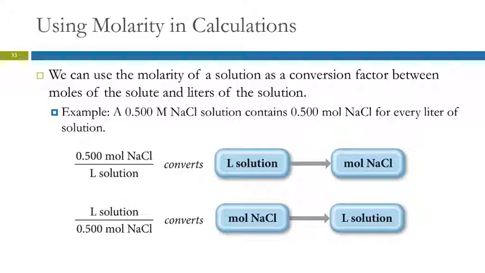So if we had a 0.500 molar sodium chloride solution, this tells me that there are 0.500 moles of sodium chloride for every liter of solution. And so we can write 2 different conversion factors. And this is how we convert between volume and moles.